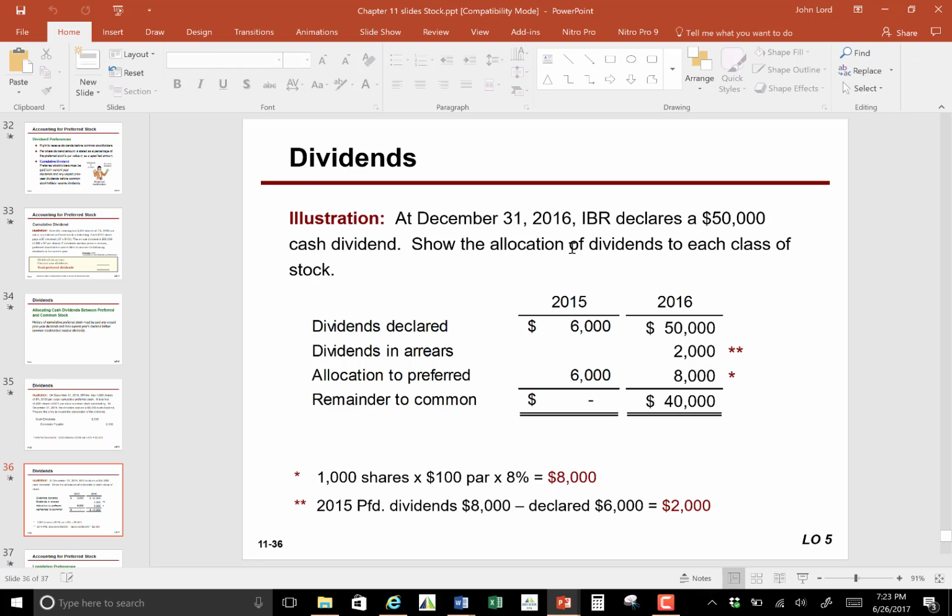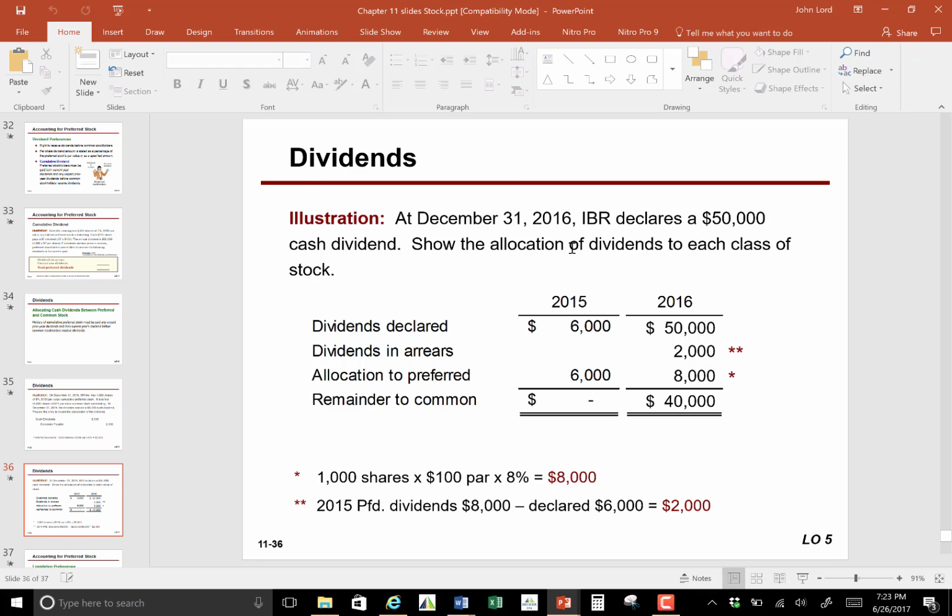That you should write down. It's based on whatever the deal was, whatever formula they tell you. So the second thing is: cumulative dividends accumulate whether declared or not. And all dividends must be paid to preferred shareholders before the common shareholders can have theirs, which includes amounts in arrears and amounts declared for the current year.